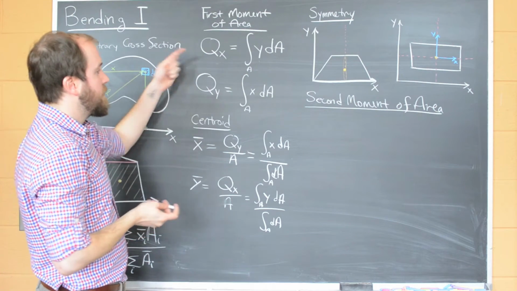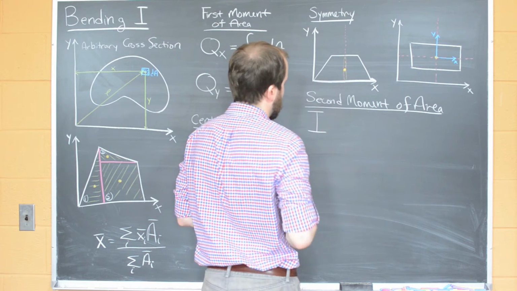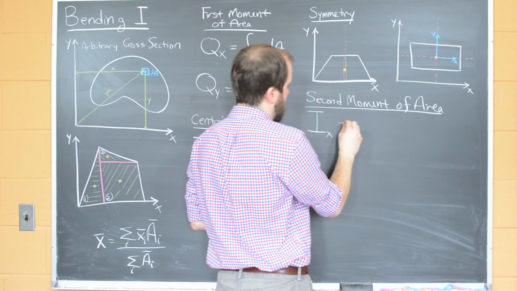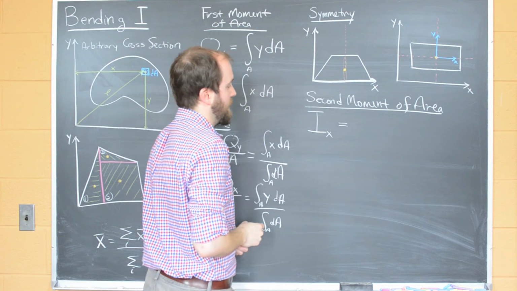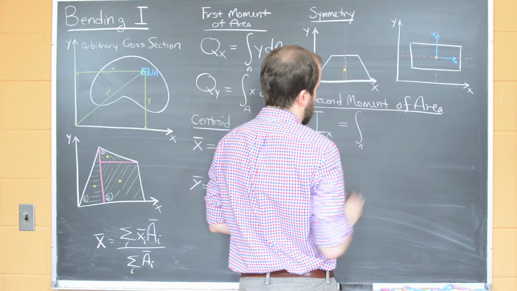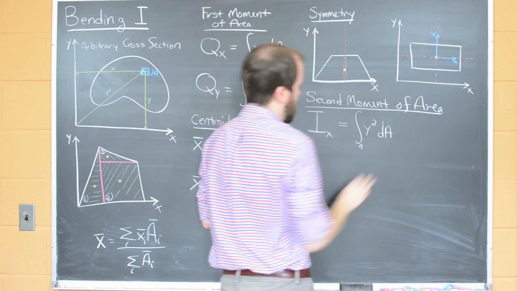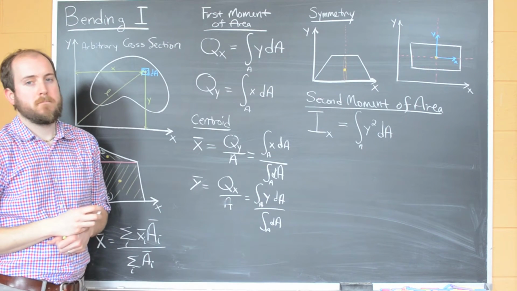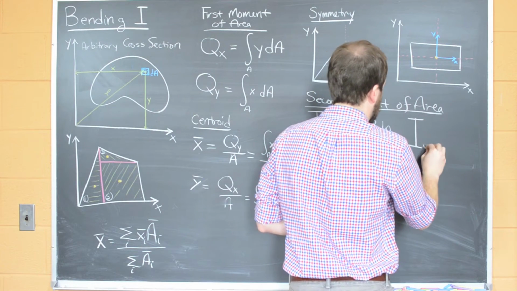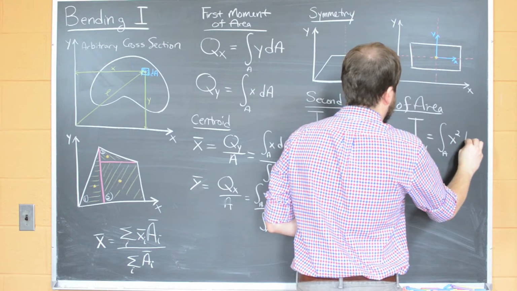So our second moment of area is defined in a very similar way. It's denoted with a capital I, and just like before, we would have capital I sub x. So the second moment of area about the x-axis is going to be equal to the integral of, in this case, y squared dA. And so we can write a similar form for I sub y, which would be the integral over the area of x squared dA.